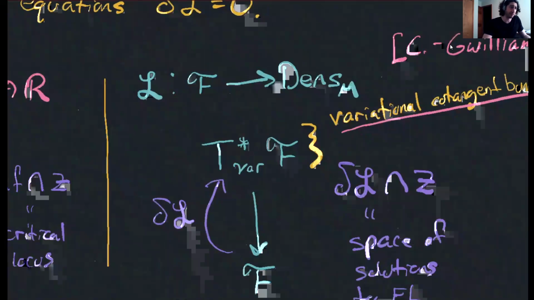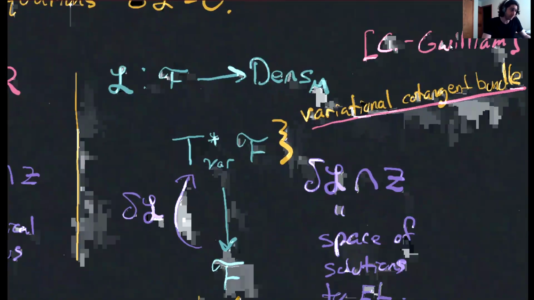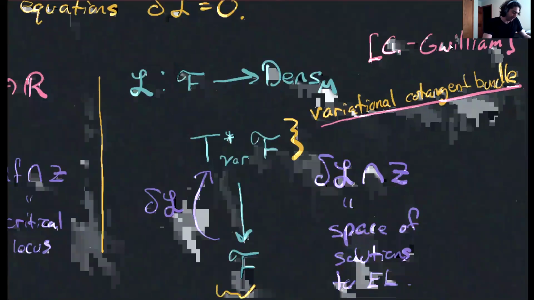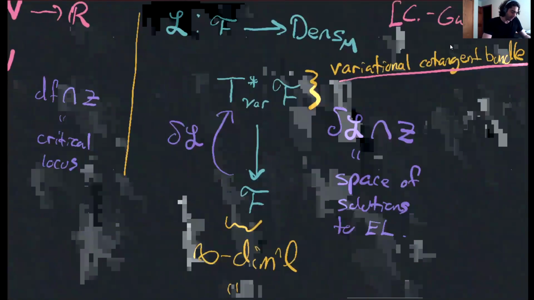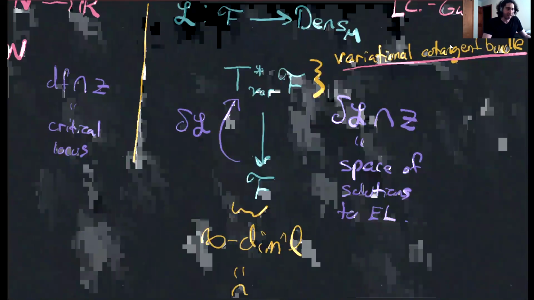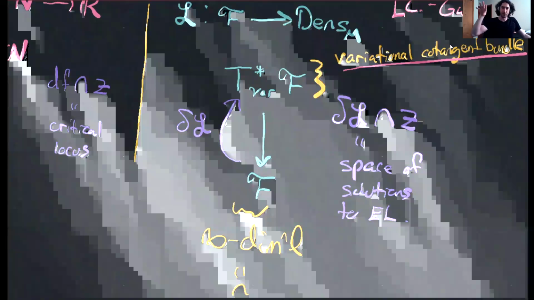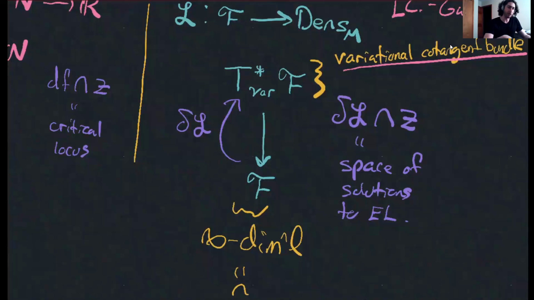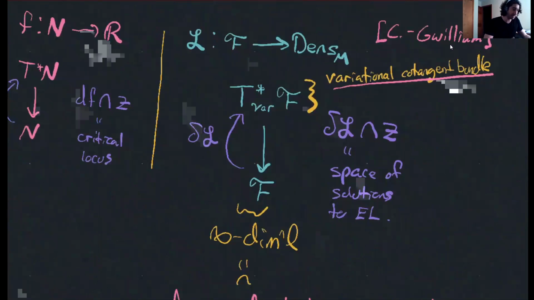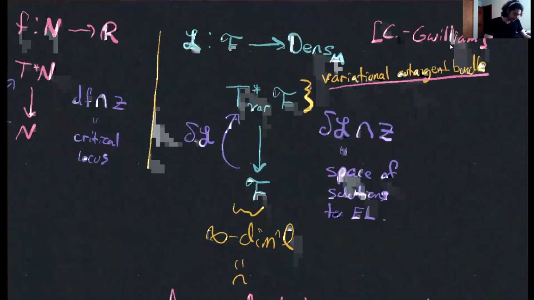This is work of mine with Owen Gwilliam. So we set up this formalism. We have to be really careful because this is also infinite dimensional, okay? So we want to develop something which takes over the role of the cotangent bundle and works in infinite dimensions. We want to be able to interpret the variational derivative of the Lagrangian as a section of that, in such a way that its derived intersection with the zero section is the space of solutions, the Lagrange equations, okay? So that's kind of the idea.